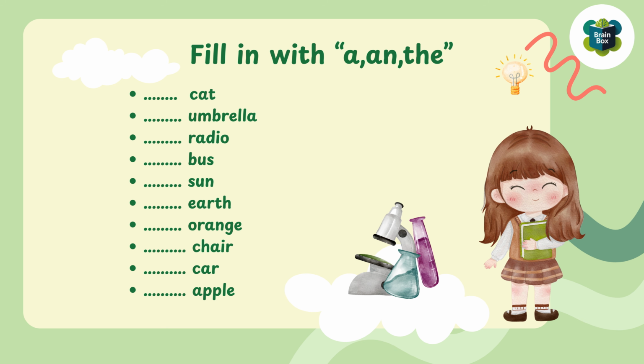Next, we have a small worksheet for you. Can you please fill this worksheet with a, an or the? So let's discuss the answers. It will be a cat, an umbrella, a radio, a bus, the sun, the earth, an orange, a chair, a car and an apple. So children, I hope you have learned by now where to use a, where to use an and where to use the.